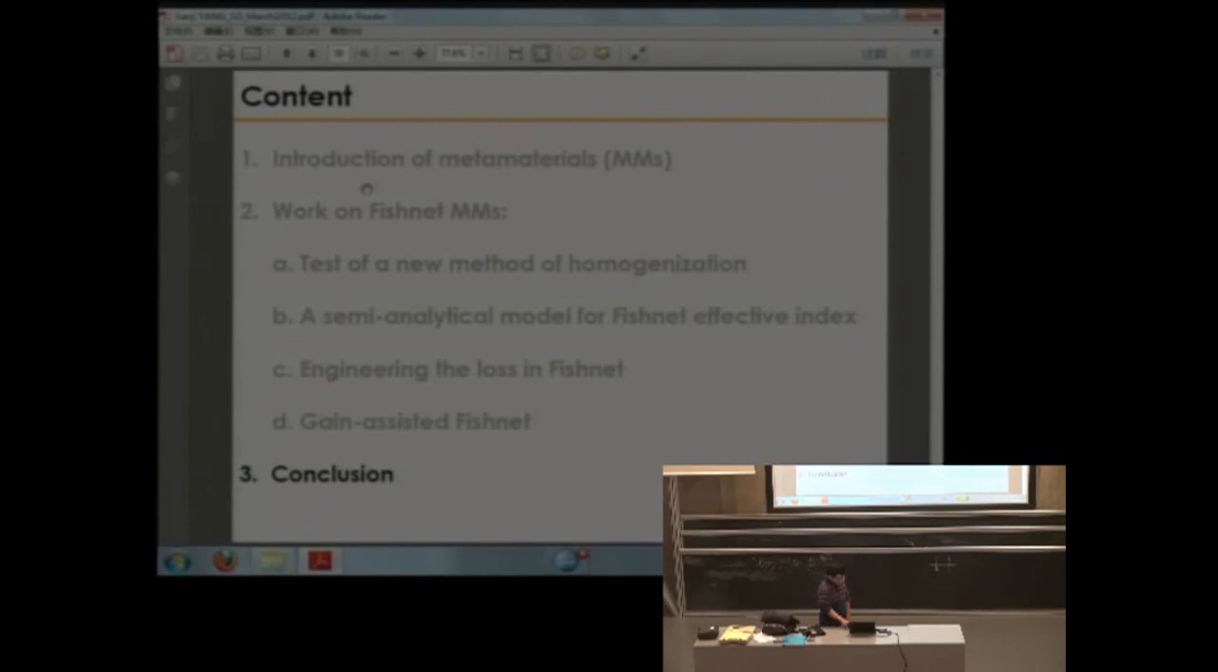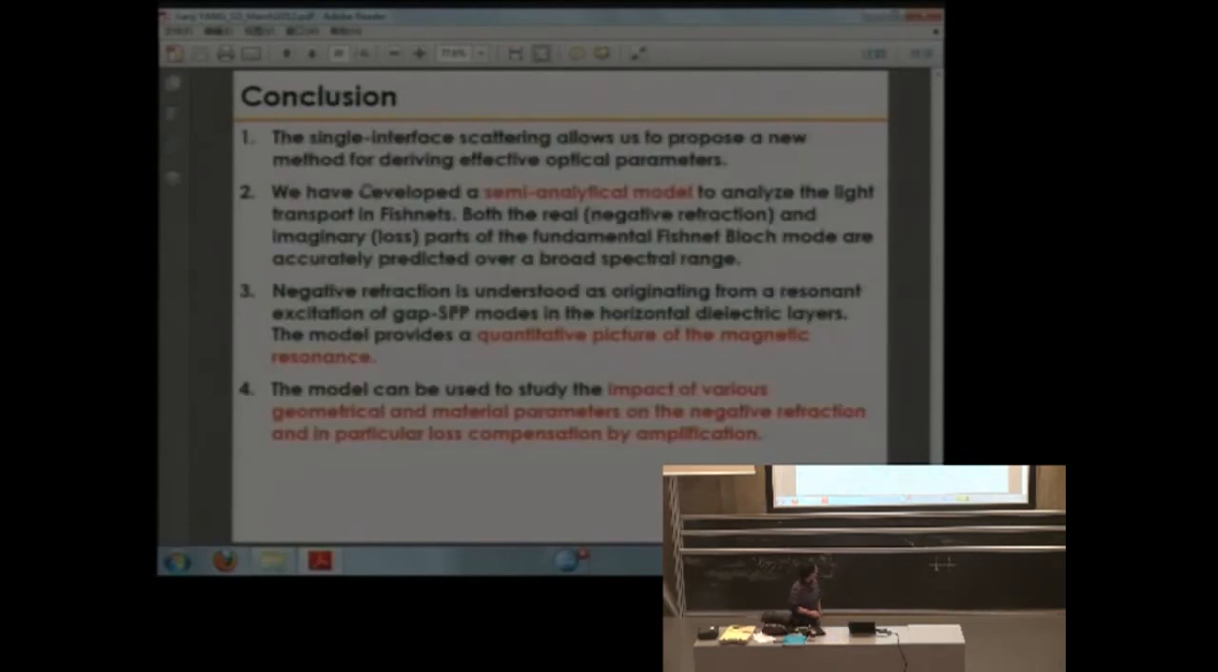So lastly, I will conclude my presentation briefly. First of all, the single interface scattering allows us to propose a new method for deriving the effective optical parameters for optical metamaterials. And secondly, we developed a semi-analytical model to analyze the light transport in fishnet. And both the real part and the imaginary part of the fundamental fishnet block mode can be accurately predicted over a very broad spectral range.